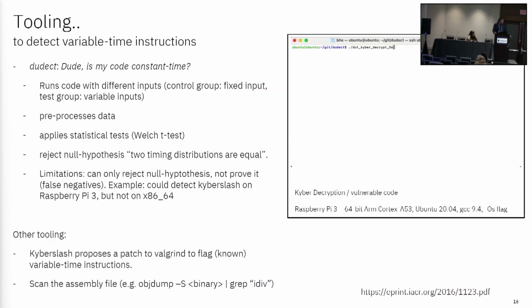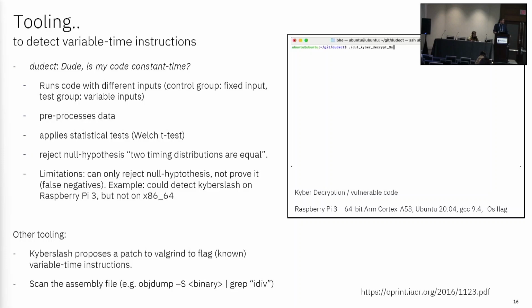There is tooling available to do something like that. The example I have here is a tool called DoCT, from a paper called "Do This My Code Constant Time". The idea there is that you basically want to do a statistical test. You run the code with different inputs, with a control group of a fixed input and a test group with a variable input. You pre-process the data, and then you apply a statistical test.